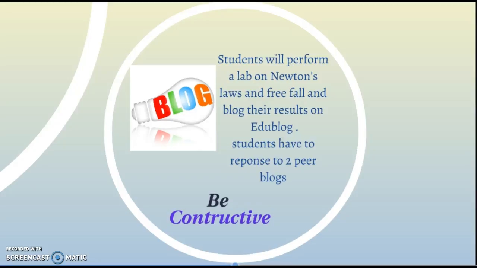Students have to submit their summaries via EduBlock, where they will be submitting a summary of their findings. Students also have to report and respond to 2 peer blogs. Be constructive.